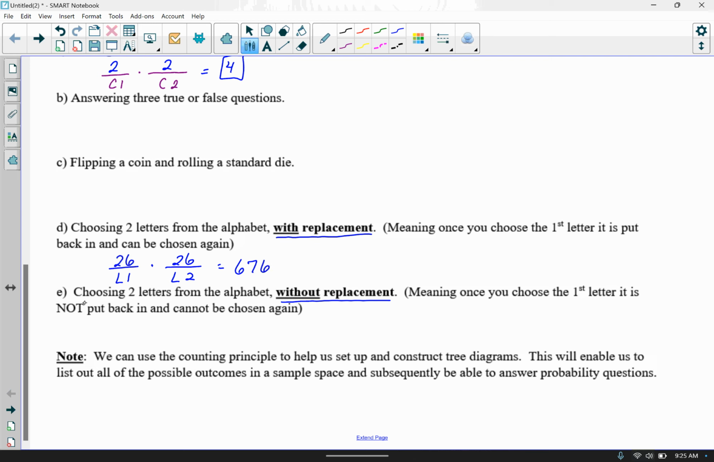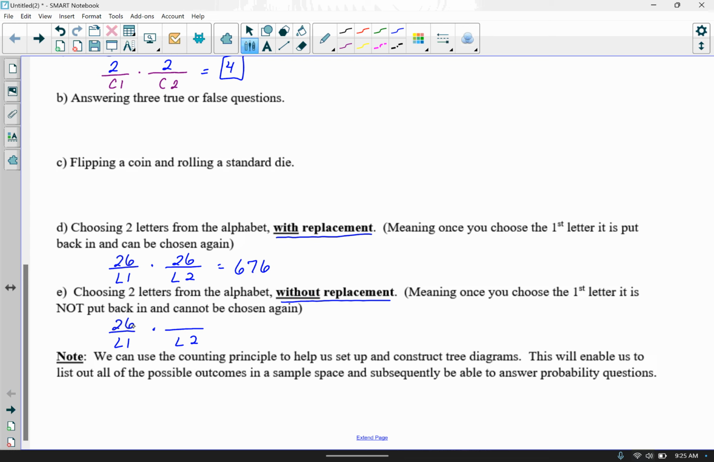All right, so now let's compare that to letter E. I'm still choosing 2 letters from the alphabet, so I'm going to draw my 2 blanks, letter 1 and letter 2, but this time without replacement. And without replacement means when I choose that first letter, I'm still going to have all 26 to choose from, right? But now it's without replacement, so I'm not going to put it back.